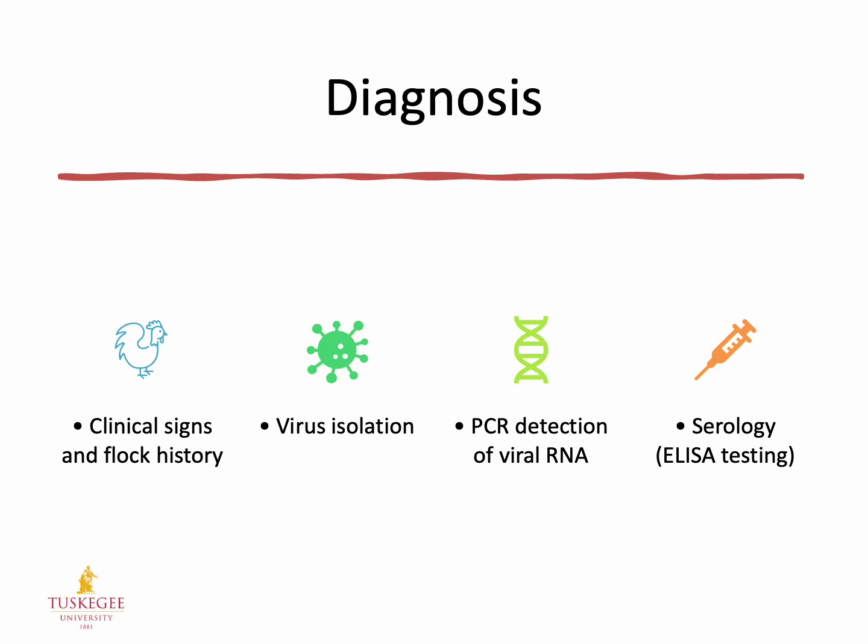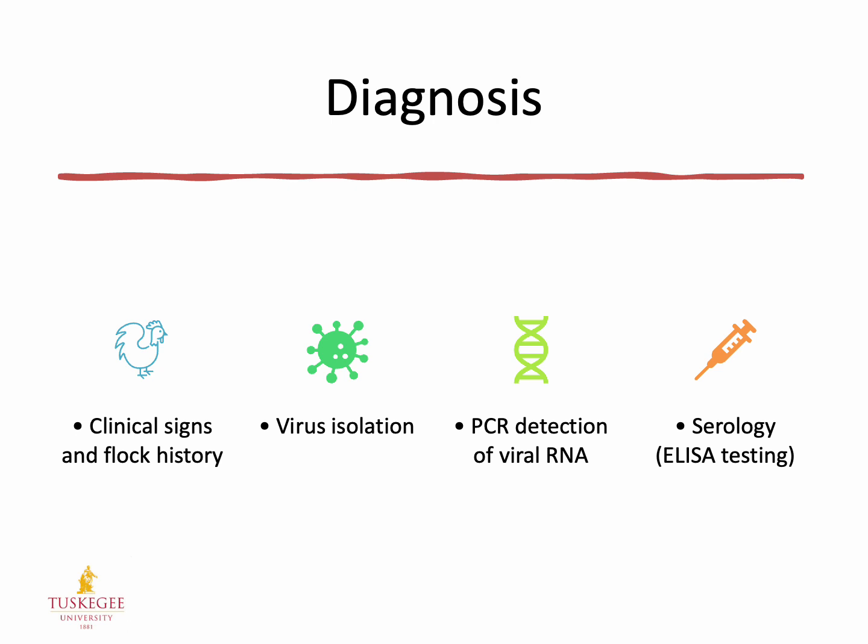So how do we diagnose infectious bronchitis? We can diagnose infectious bronchitis with clinical signs and flock history, through virus isolation, PCR detection of viral RNA, and serology. Now, that was ELISA testing.